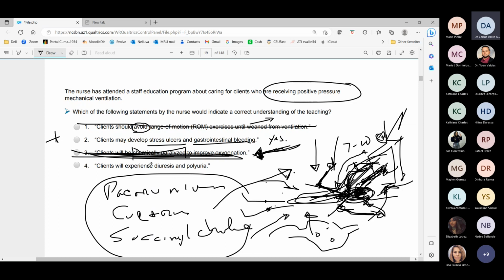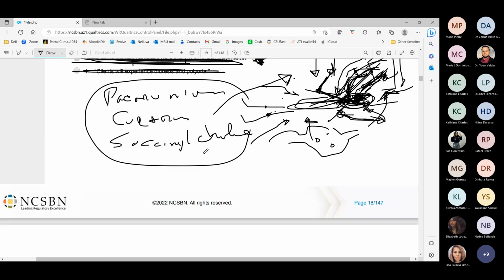Client will experience diuresis and polyuria, not necessarily. So I think the answer should be this one. Positive pressure ventilation decreases the blood return to the heart. So the venous return to the heart decreases, and the urinary output decreases instead of increasing.